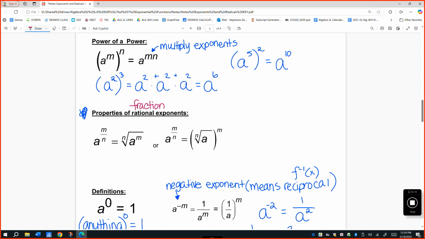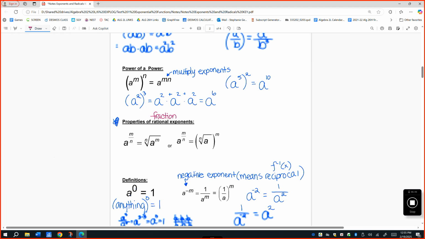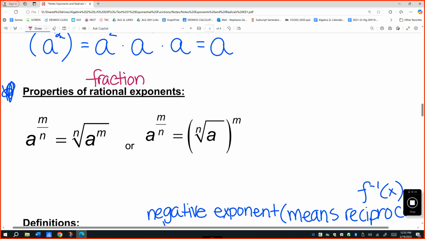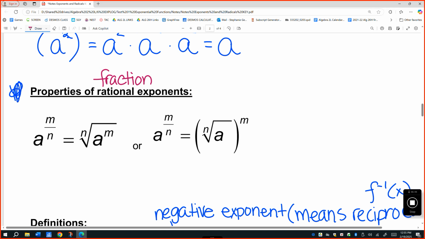Okay? And we kind of did that yesterday. We had some where exponents were fractions, but we didn't have to really deal with the fraction part. But when your exponent is a fraction, the numerator and the denominator mean something, okay? So here's our example. Here's an exponent that's a fraction. The denominator of the exponent tells you the type of root.